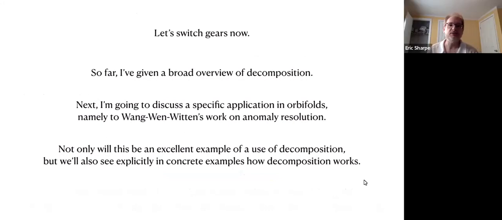Right. So what I want to do next is dial down to a particular application of decomposition. I'm going to discuss how decomposition works in orbifolds. Oh, sorry, I see someone has a hand up. It's difficult for me to keep track of that. If you have a question, feel free to just unmute yourself and ask. Or maybe they don't have a hand up. Well, if there's a question, feel free to unmute yourself and ask. I'm going to proceed for the moment.